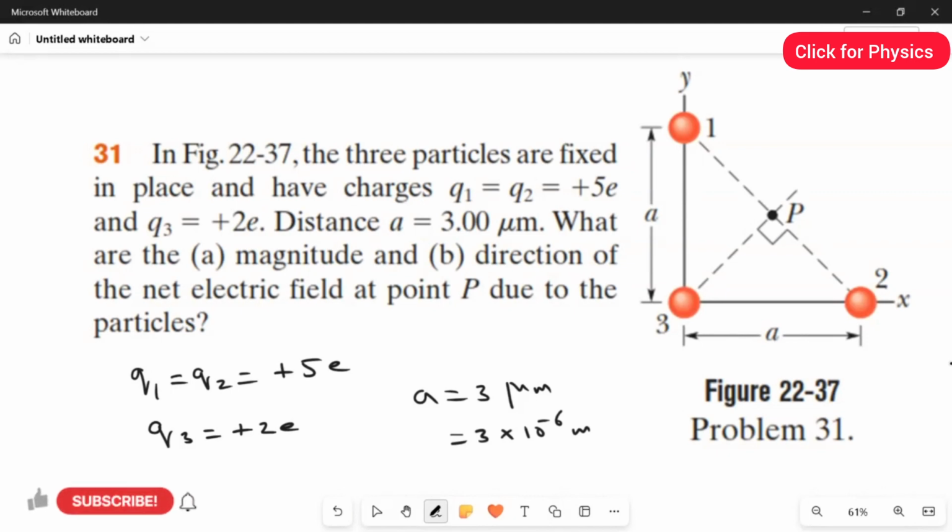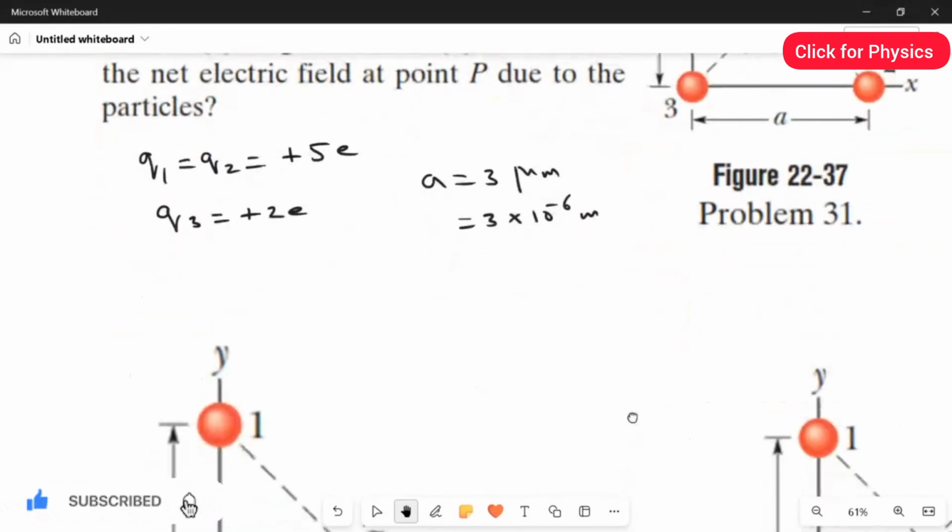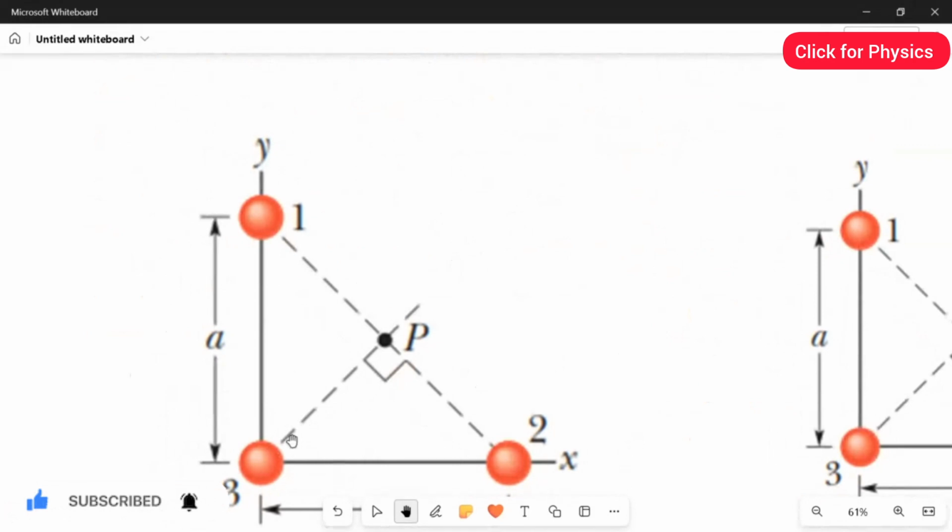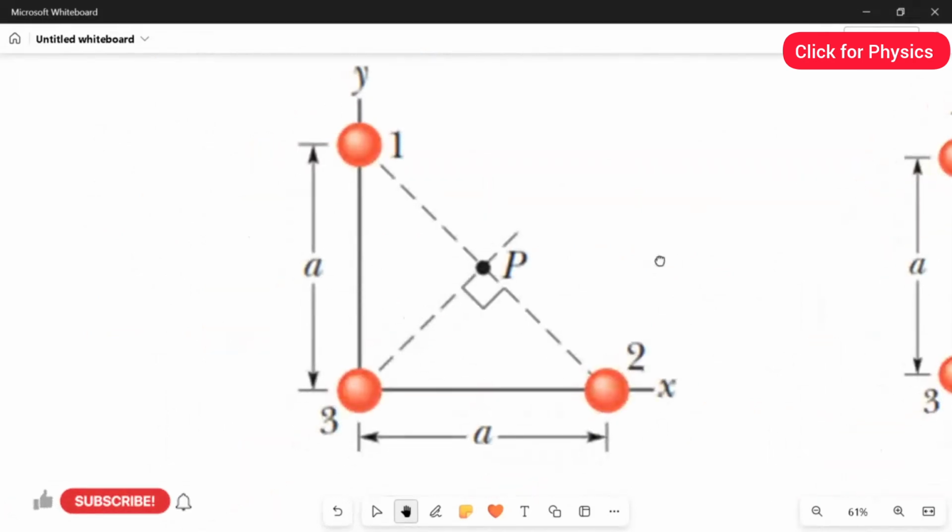Now we have to find the answer for two questions. First one, we have to find the magnitude. For finding the magnitude, I can just use the same diagram here. So we have two diagrams. One is for finding the value of r, and one is for finding the electric field direction. So let's take this diagram.